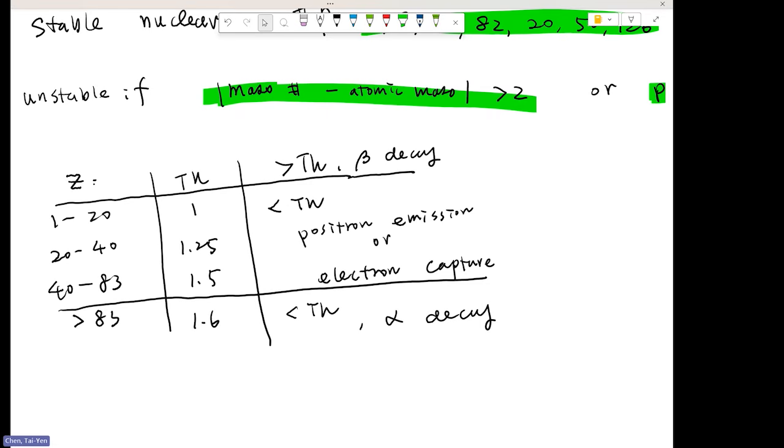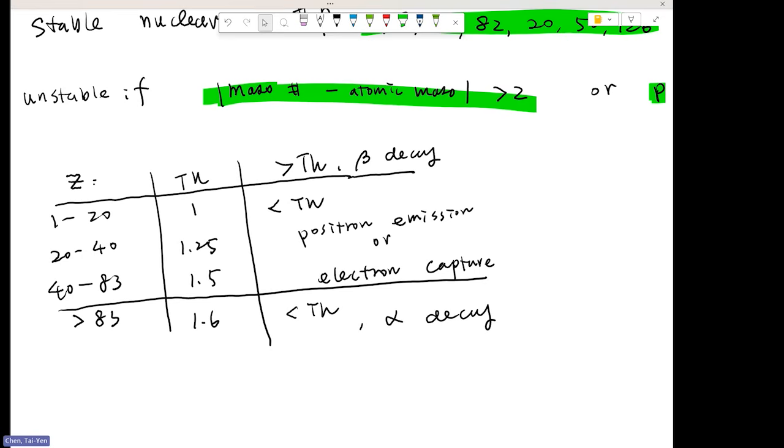So what are the details? You use my table to do the prediction. I group the elements into 4 different groups: 1 to 20, 20 to 40, 40 to 83, and larger than 83. Each group has its own threshold, which is 1, 1.25, 1.5, 1.6.